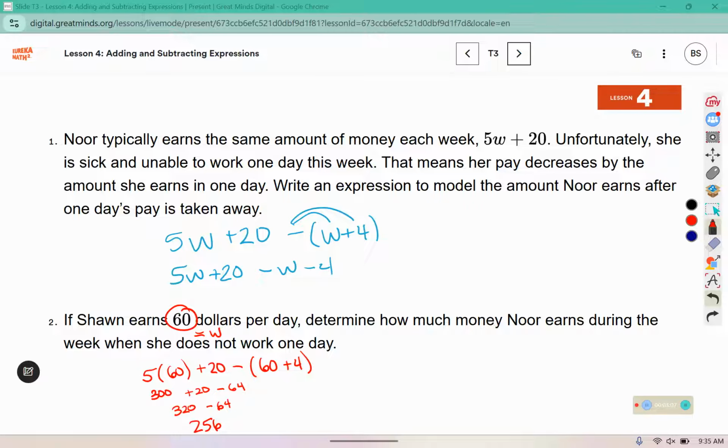$256. Another way that we could look at this is 5W minus W is 4W, and 20 minus 4 is 16. If we plugged in 60 here, we should get the same number. 4 times 60 is 240, plus 16 would be 256. So you can see we get the same answer because these expressions are all equivalent to one another.